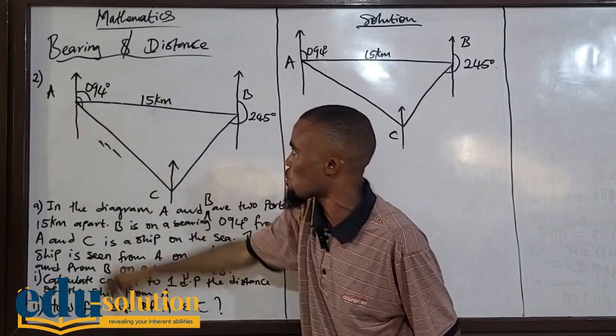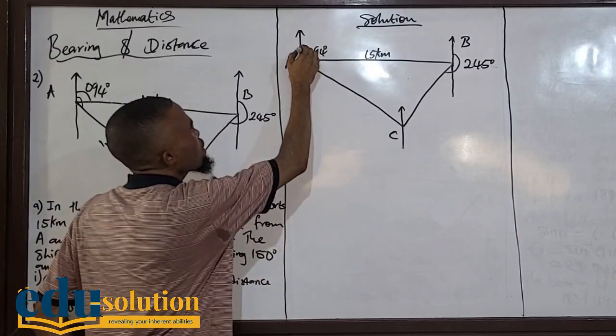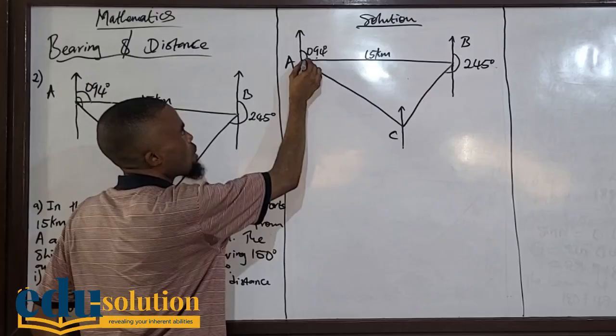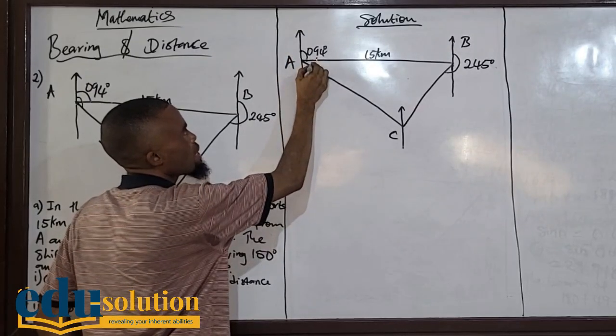That's the reason why I was reading this question. I put this indication here. So that means from this same knot, don't forget, from here to here, according to the question, is 94 degrees, while from here down to this line is 150 degrees.